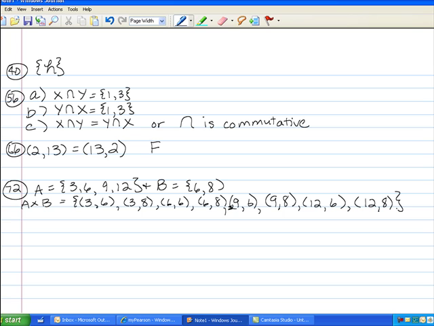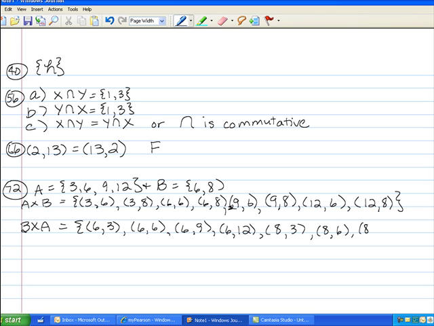If we go the other way, B cross A, we're going to start with the elements in B and match them with every element in A. So I'm going to start with a 6, match it with a 3, a 6, a 9, and a 12. Then I'm going to take the 8 and do the same thing, match it with 3, a 6, a 9, and a 12. Sorry about my messy writing there.